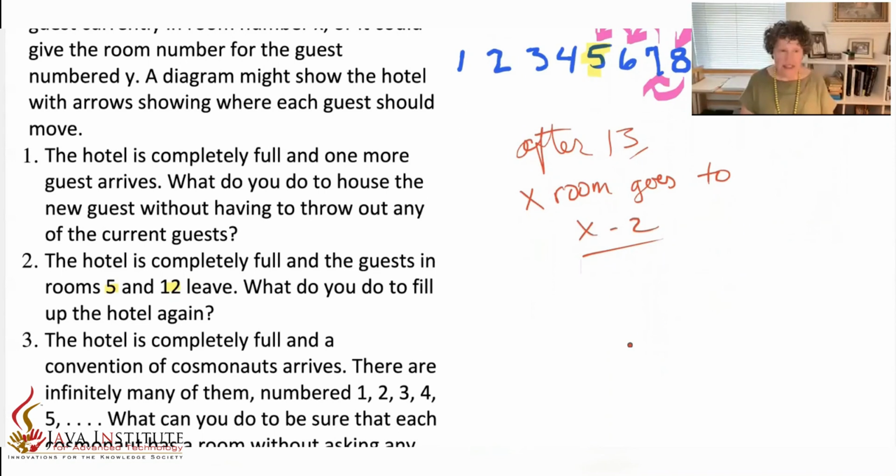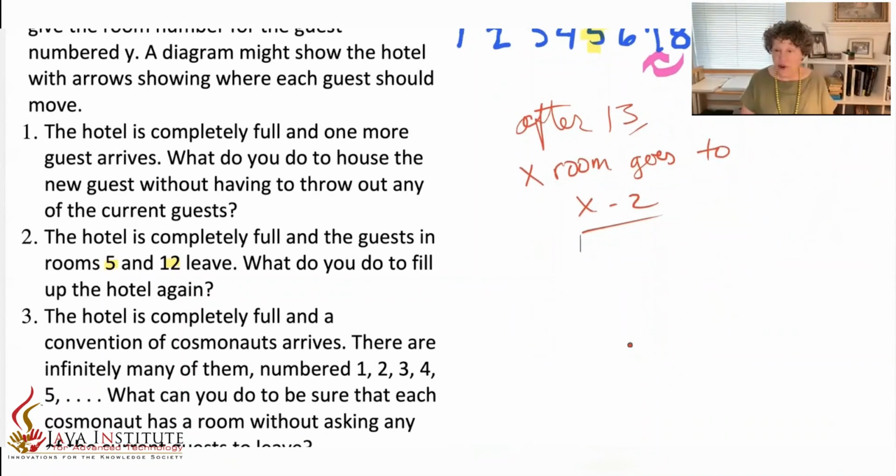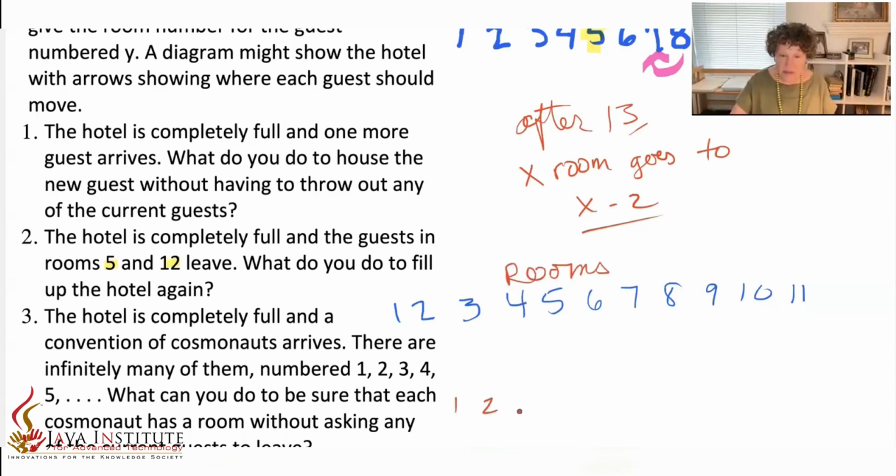Okay, now we have cosmonauts coming. The hotel is full. And the cosmonauts, there's infinitely many cosmonauts. They come from another galaxy where there's infinitely many people. Okay, so you have rooms. You have rooms 1, 2, 3, 4, 5. Okay. You have these rooms and the cosmonauts come in. Now, conveniently, they're numbered. So these are the rooms. And they're full. And you have cosmonauts.